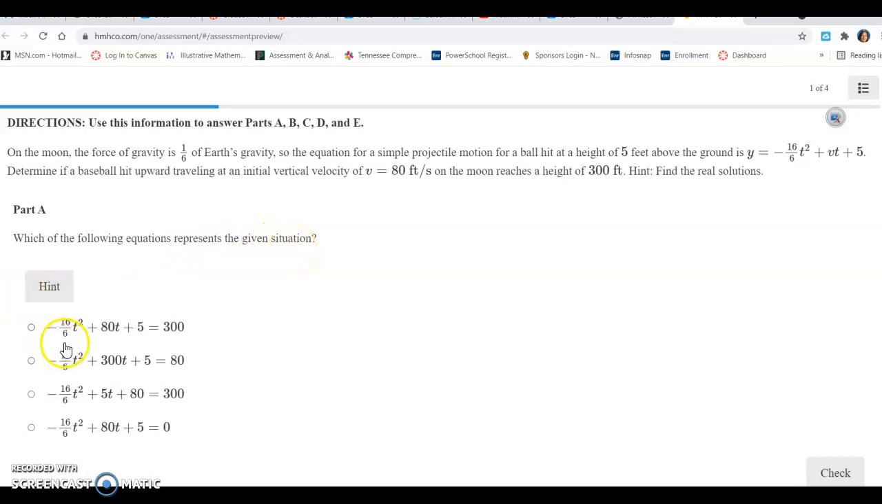You can see that negative 16 divided by 6 t squared is the same for all of these. Only two of them have 80 feet per second. So we've already said that v, velocity, is 80 feet per second, so it's got to be the first one or the last one. It's going to reach a height of 300 feet, and we said that's going to be substituted in for y. So 80t in the middle and 300 at the end should be the equation we're looking for.